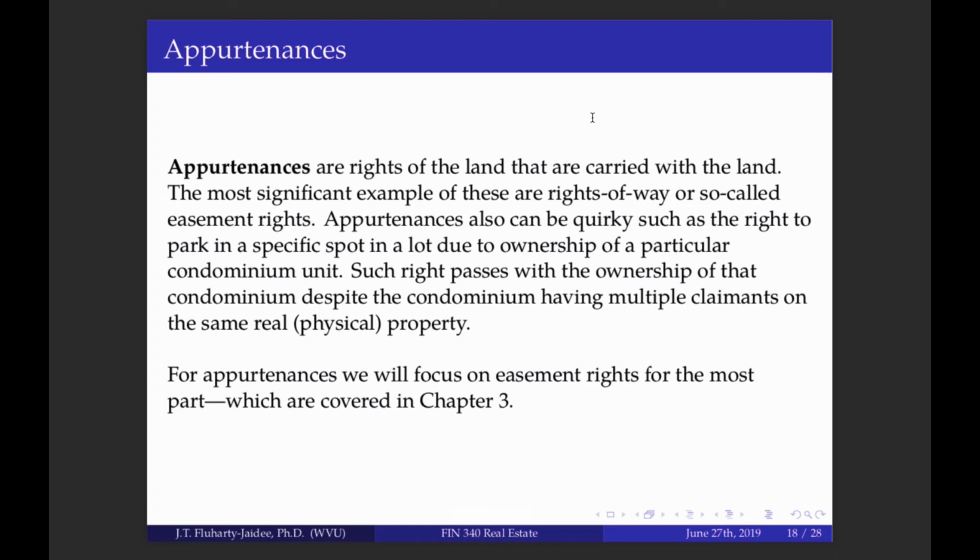Okay? They can also be very quirky. So if you bought a condominium unit and it came with a parking spot, if you sell that condominium unit, you no longer have that parking spot. The parking spot is sold with the condominium unit, even though you don't own the land that the parking spot is on. That is considered an appurtenance. Okay? So these are very weird, and you have to follow them. They can make the property more valuable or significantly less valuable if you don't track them.